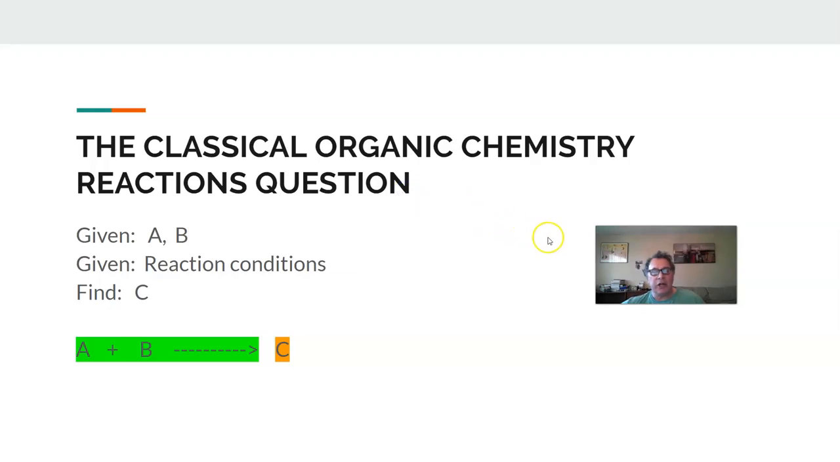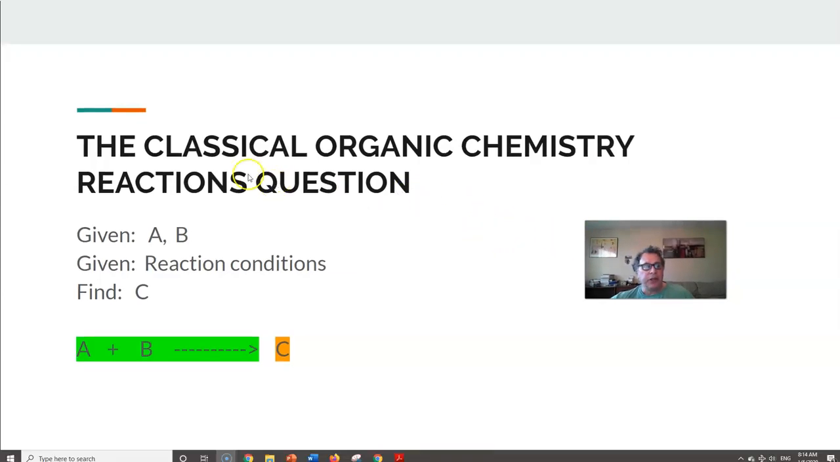And so what does this involve? Well, you're very accustomed to this type of problem. This is the classical organic chemistry problem, where you're given reactants A and B. You're given the reaction conditions. Your challenge is to predict the identity and structure of product C. This is the classical problem.